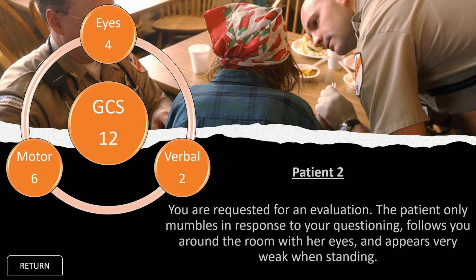If you guessed 12, you're correct. Again, her eyes are open. She's following you around the room, so that's a solid 4 points. With verbal, she's only mumbling, so those would be considered incomprehensible sounds, giving her 2 points. And then she is weak when standing, but the fact that she can stand tells you that she has full motor function. She would get all 6 points in this situation.